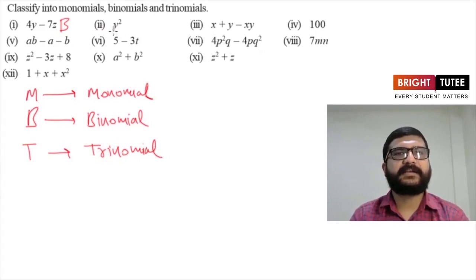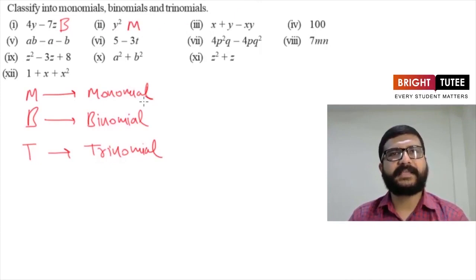Now the second one, how many terms are here? Y square, there is only one term, so it is monomial. Expressions having one term are known as monomial. If an expression is having two unlike terms, then it means it is a binomial, and if it is having three unlike terms, it means it is a trinomial. Now on the basis of that only we are going to classify these expressions.